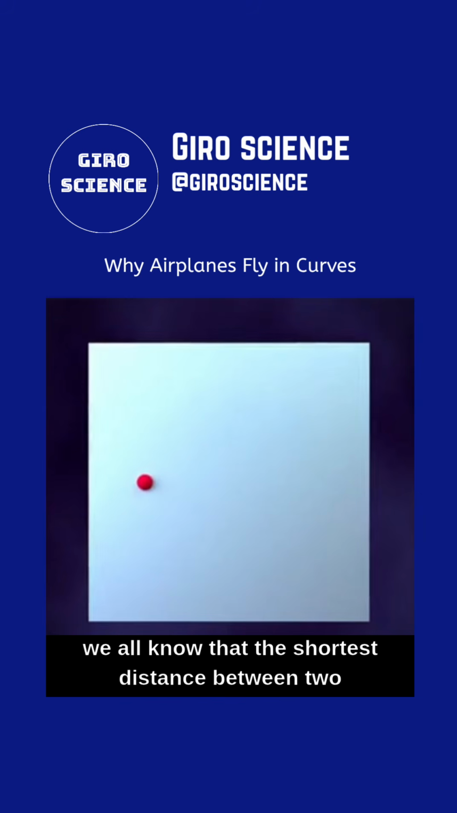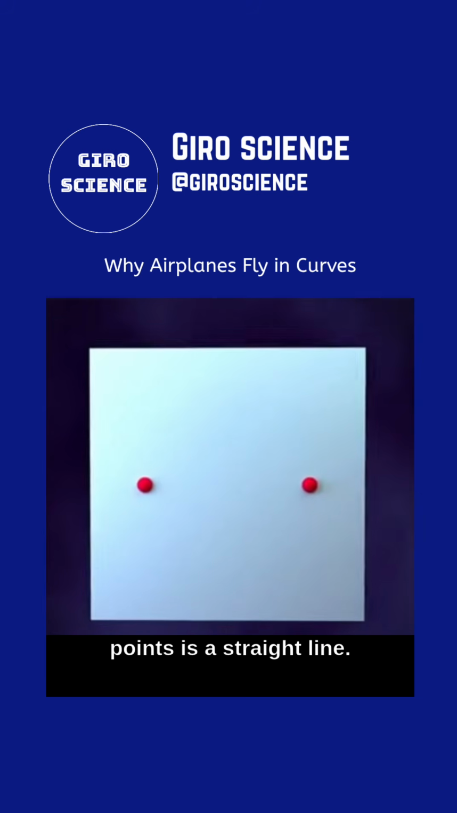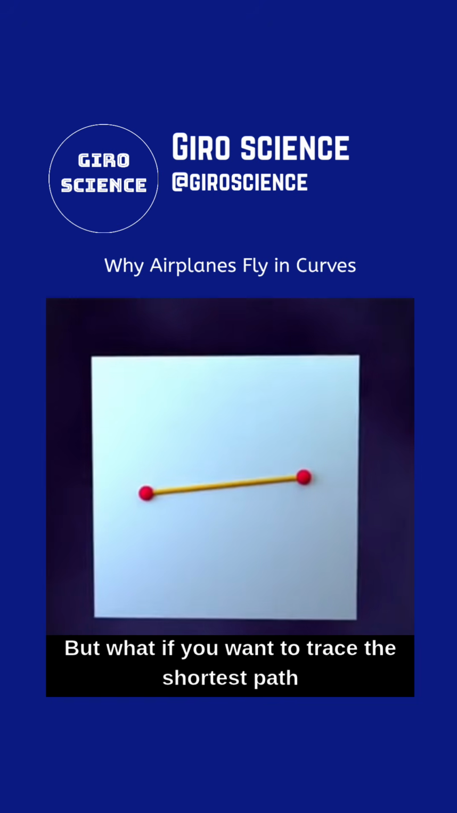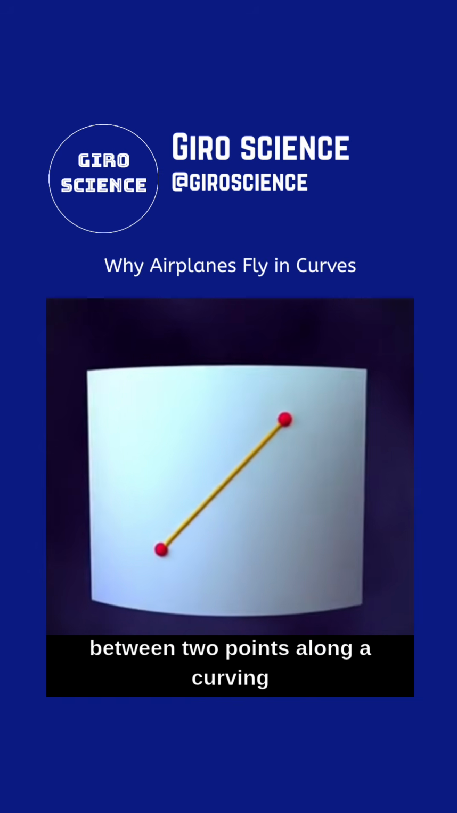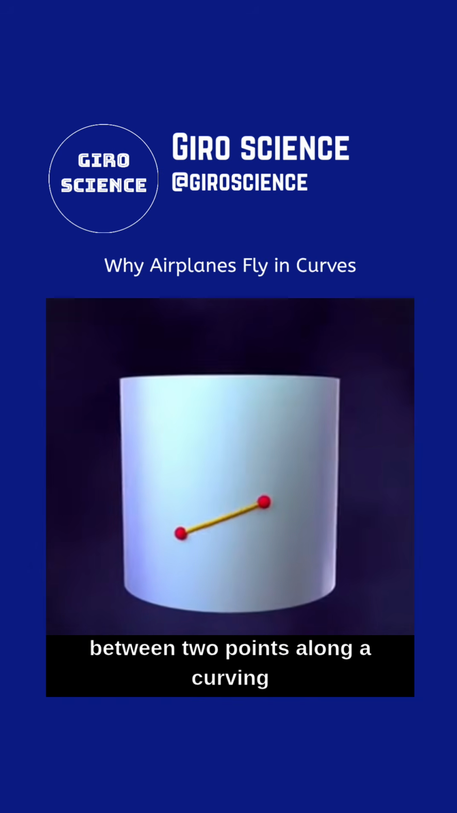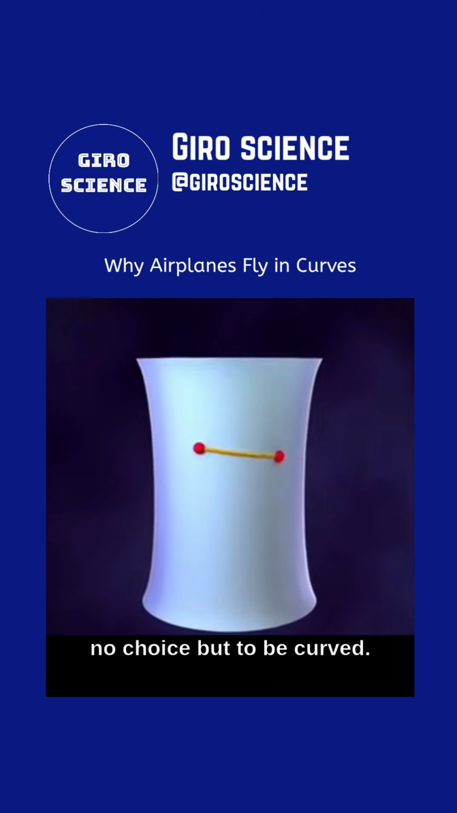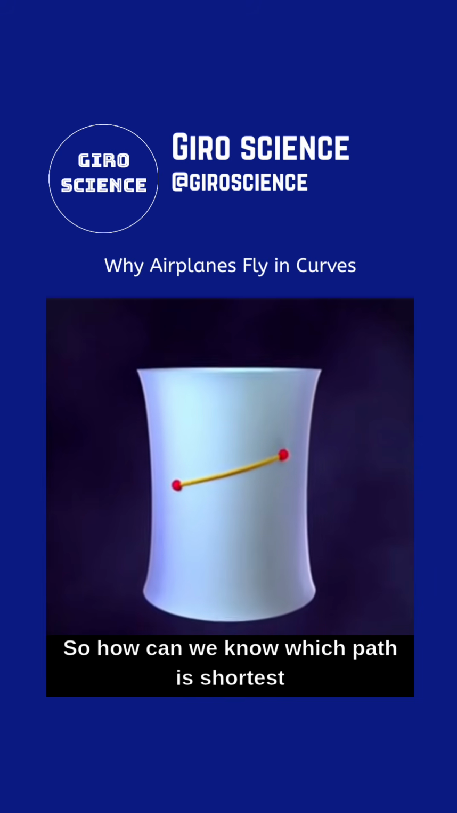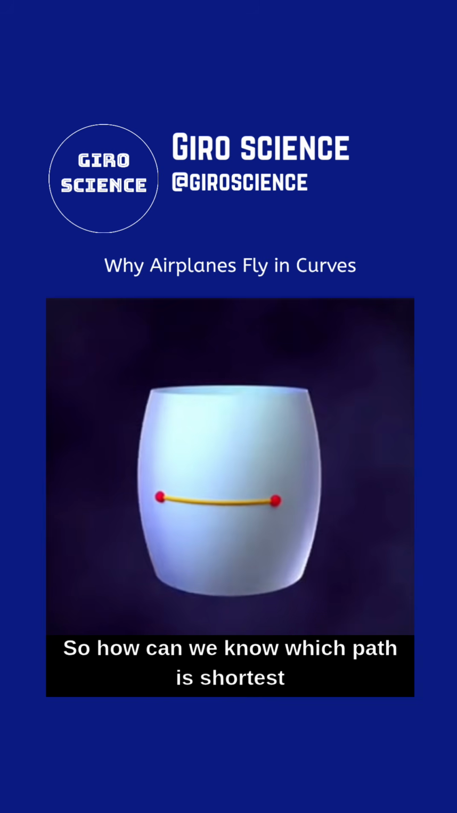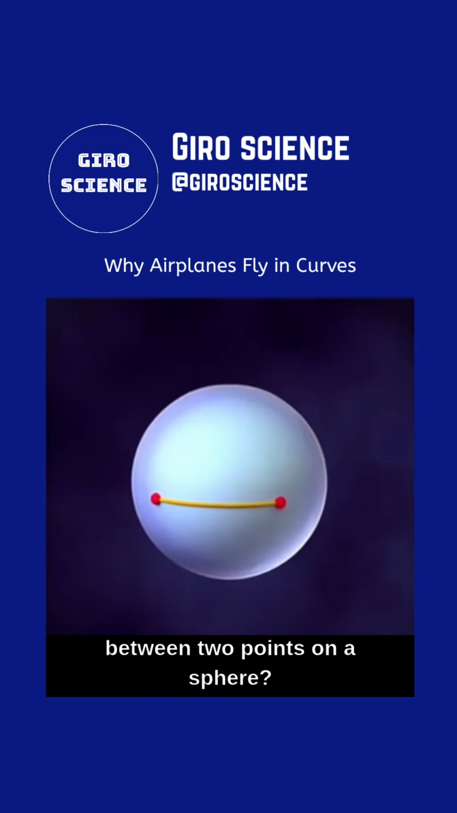We all know that the shortest distance between 2 points is a straight line. But what if you want to trace the shortest path between 2 points along a curving surface? Any path that follows along the surface will have no choice but to be curved. So how can we know which path is shortest between 2 points on a sphere?